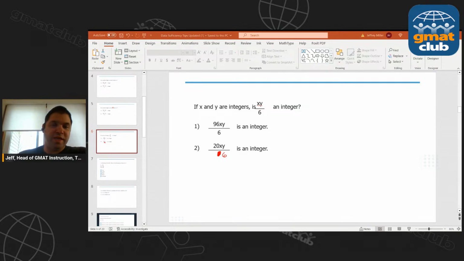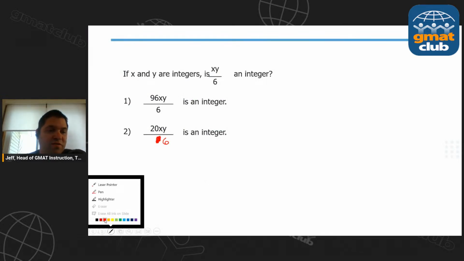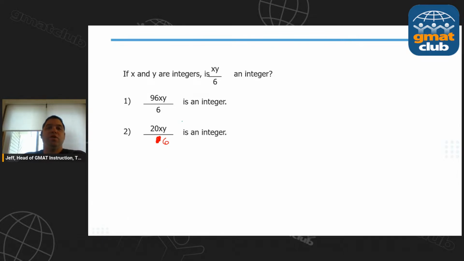So one of the things that's really, really important as it relates to any sort of divisibility situation in data sufficiency, something that I talk about a lot, is you want to simplify. If you just look at things at face value, a lot of times you're going to get the wrong impression of what's actually happening. So 96xy over 6 is an integer. We could leave it like that, or we could simplify it out and say, you know what?